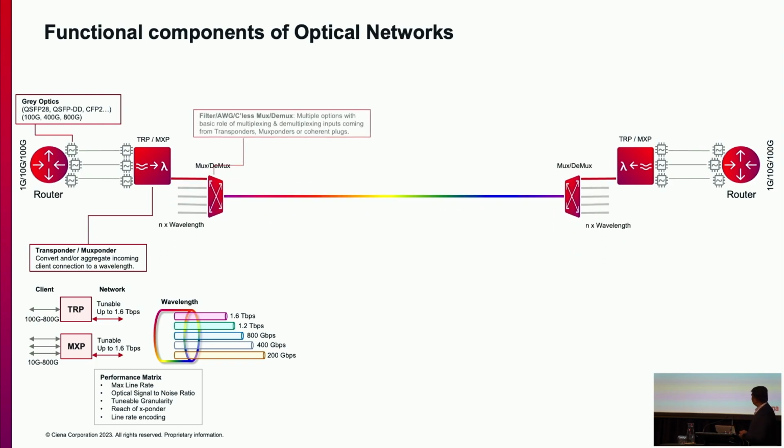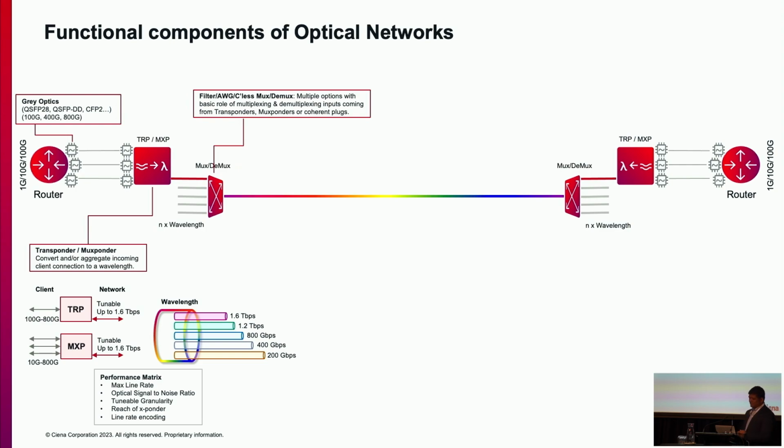Taking one step ahead, multiplexers and demultiplexers are widely known as filters. These are devices which aggregate multiple wavelengths from different transponders into a composite signal and transmit it over the optical line system, and at the far end, demultiplex those wavelengths and connect them back to the transponders. They come in different variants, right from passive 4-channel all the way to 96-channel, to active colorless multiplexing and demultiplexing.